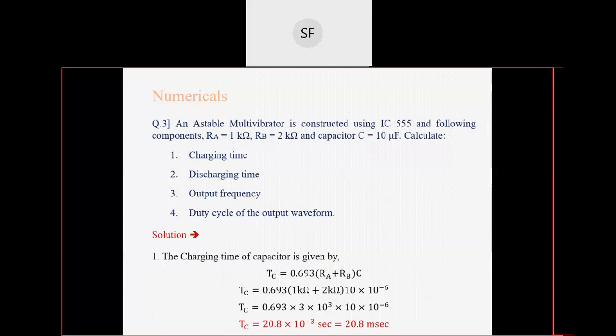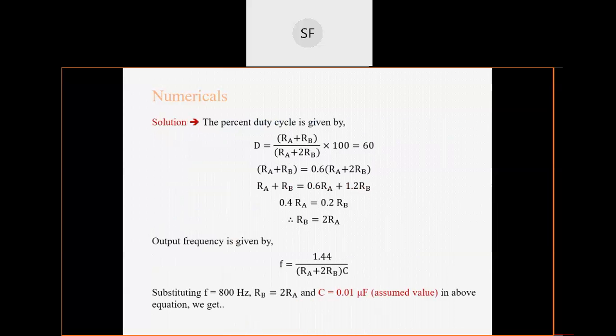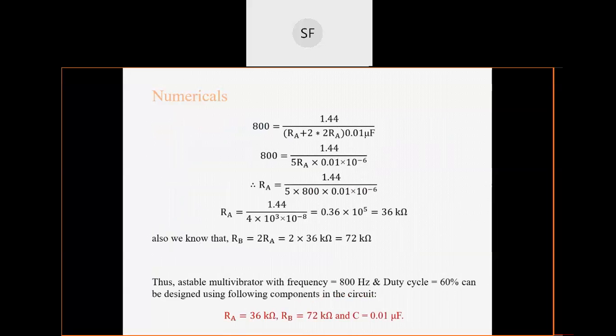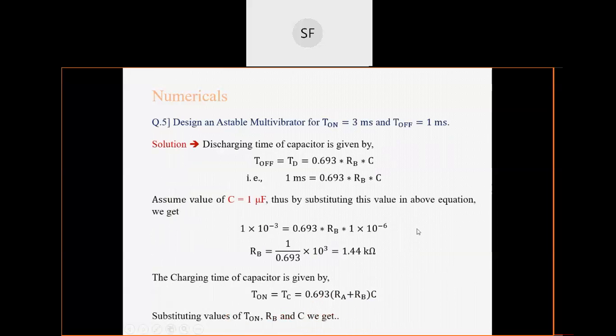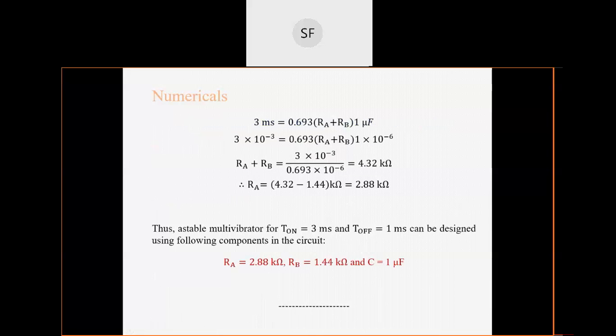Problem number 3 is also very important. 3, 4 and 5. I will forward you this PPT so you can go through that and also verify whether the values are correct or not. In case of any discrepancies you can contact me. Alright, I guess we will stop here, and that is the end of our unit number 3 as well.